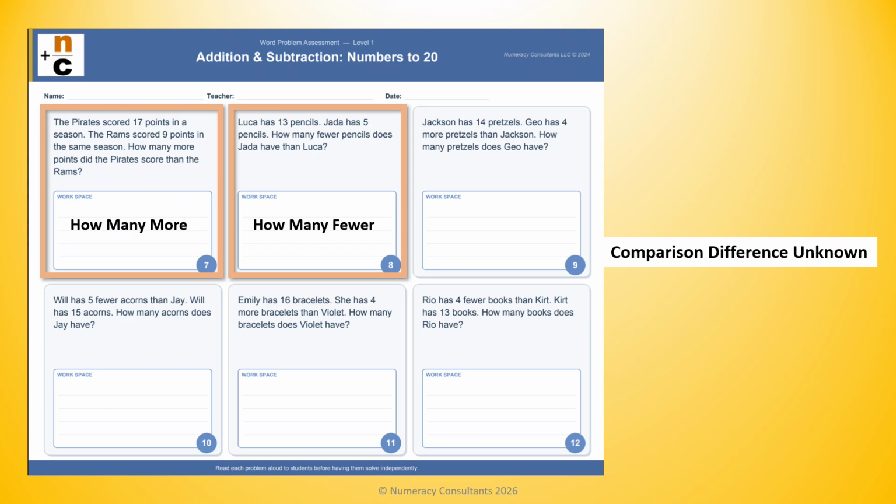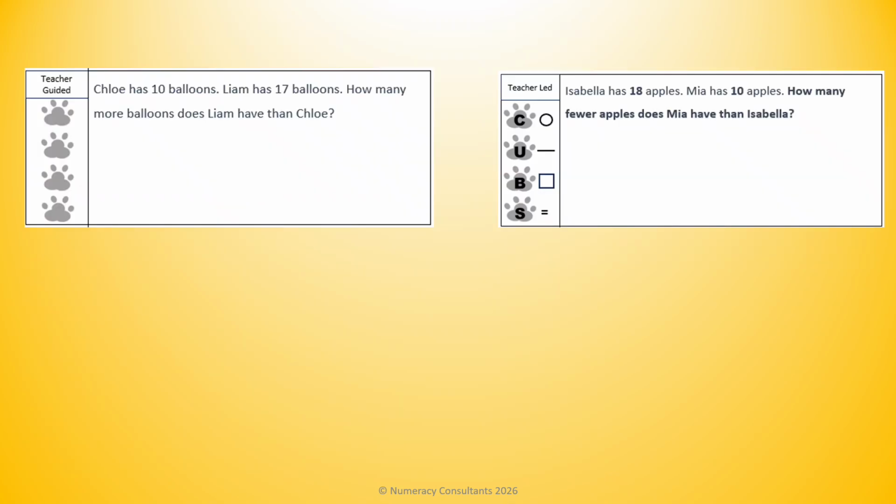So, all right, and we'll go ahead and take a look at what it looks like when you're instructing these ones. All of these problems here have to do with comparison and the difference unknown. We'll take a look at the structure. It says Chloe has 10 balloons, Liam has 17 balloons. How many more balloons does Liam have than Chloe? This is your standard comparison, right? For comparison, you have to have two people or places or something that you're comparing.